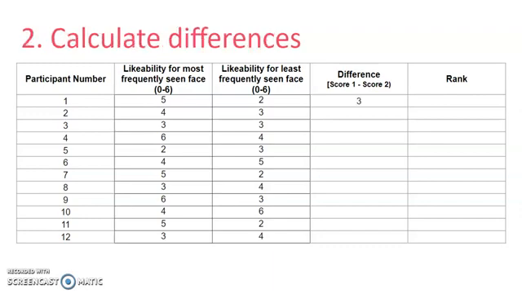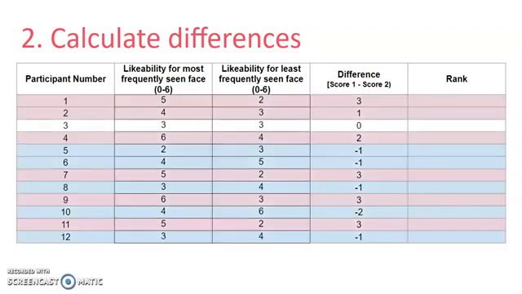Step 2 is calculating differences. So for each participant, we want to work out the difference between both of their scores. All you need to do for each participant is their first score minus the second score. So for participant 1, 5 minus 2 gives you a difference of 3. Go ahead and do the same for all of the other participants. Pause the video now to go ahead and do that. Okay, so these are the difference values that you should have ended up with. Again, you can just quickly pause the video to double check that you've got the correct values.